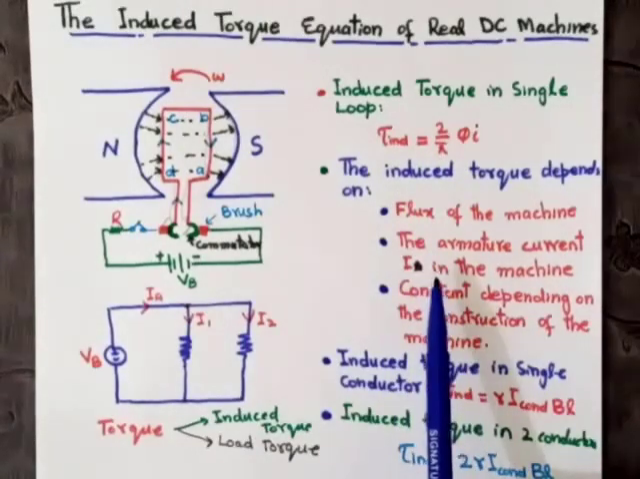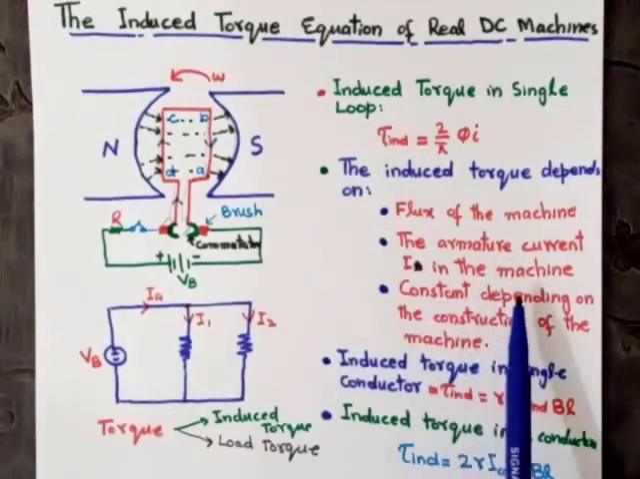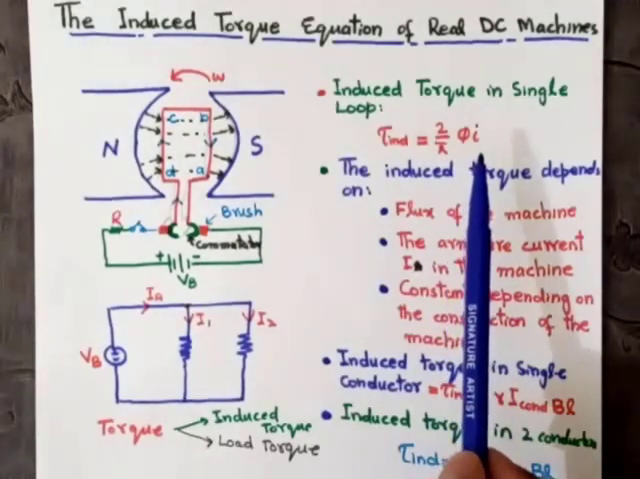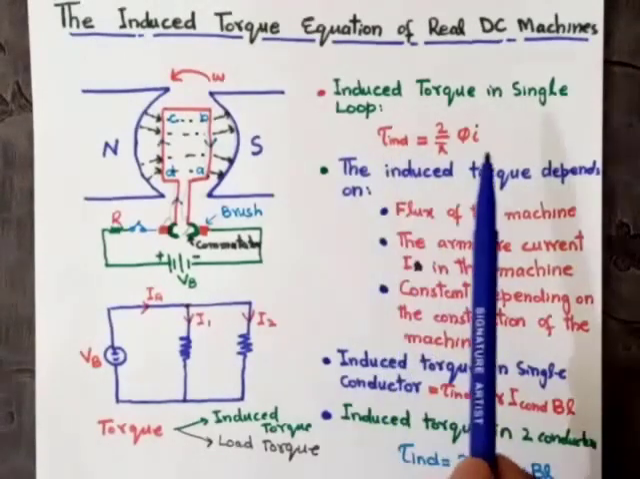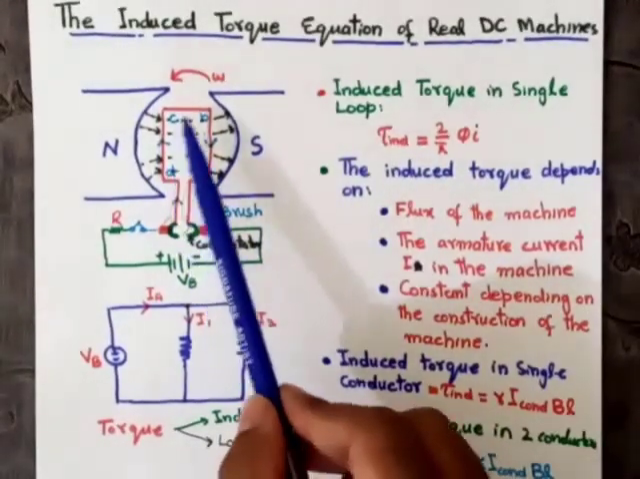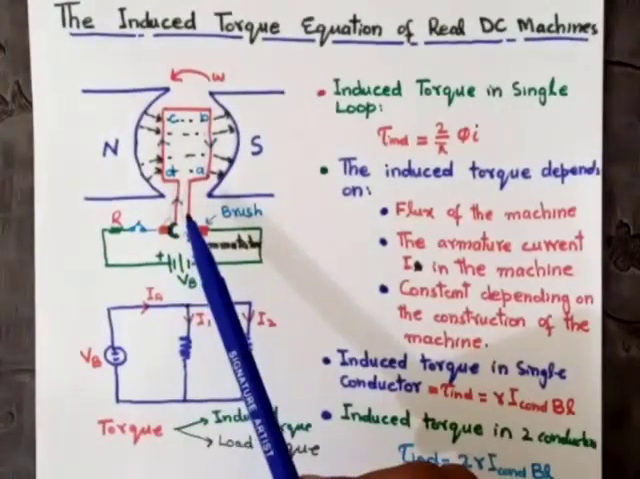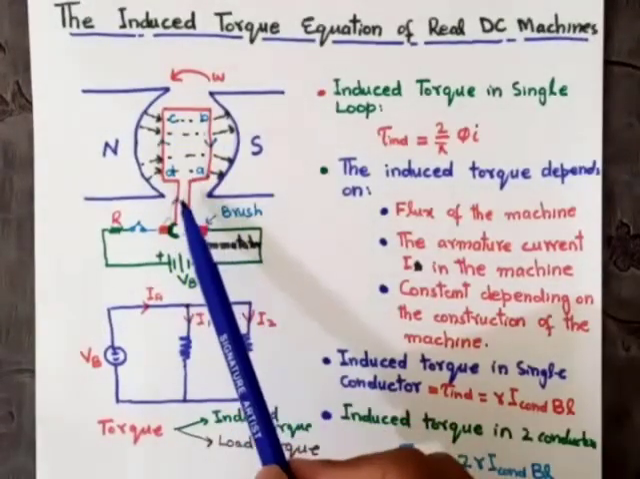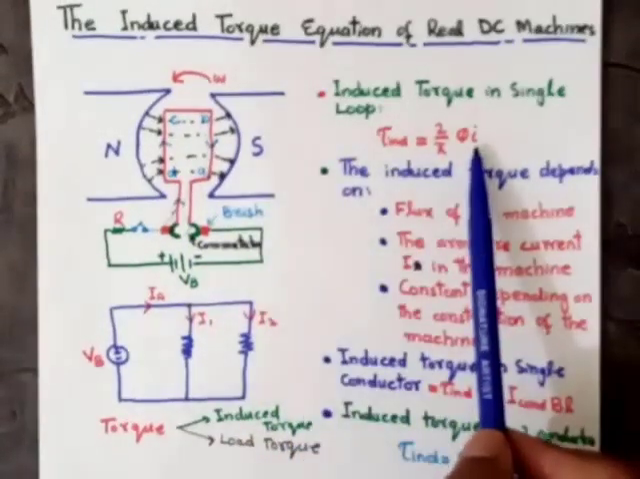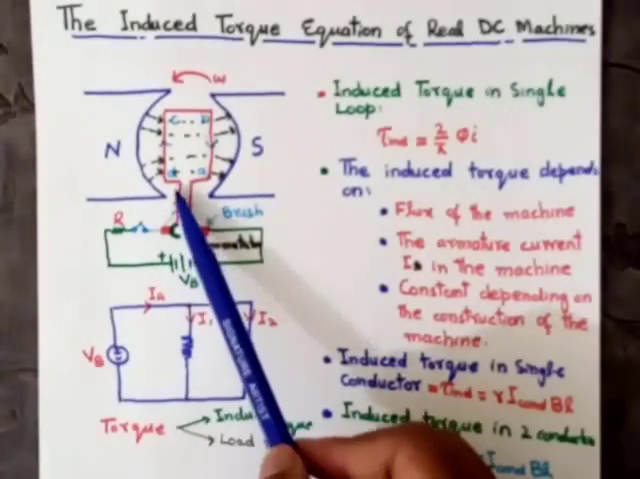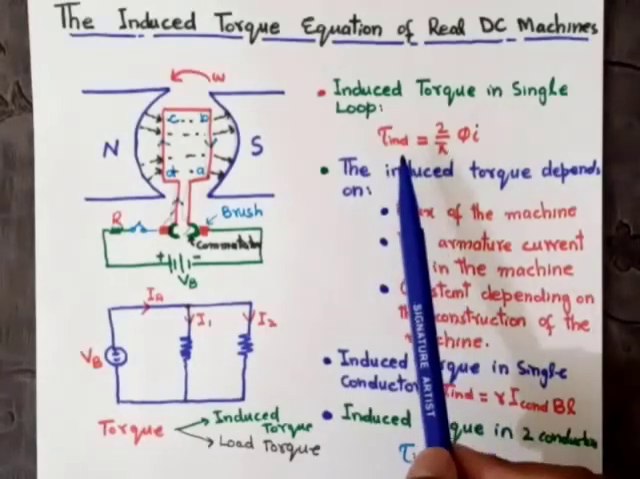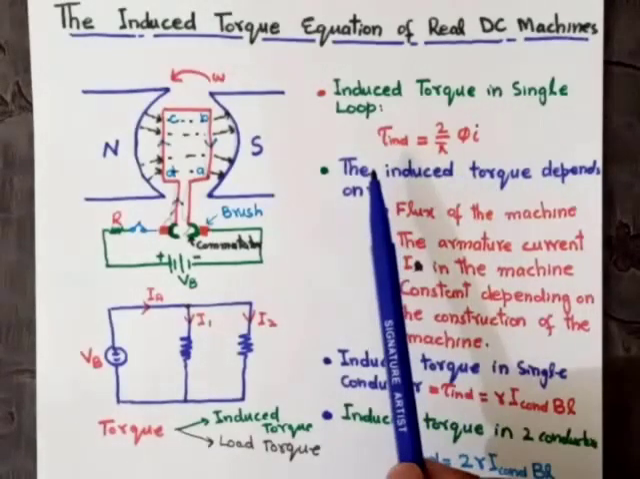And the second factor is the armature current IA in the machine. As you can see in this equation, the relationship between armature current and induced torque is directly proportional. Here I is the current across the armature winding, across this loop. This current is called the armature current. If we increase the current across this loop, then the induced torque will be increased as well, because the relationship between induced torque and current is directly proportional.